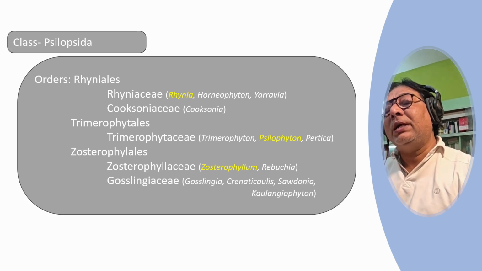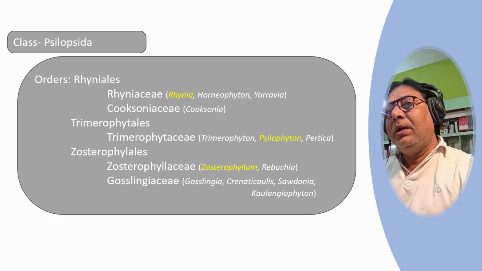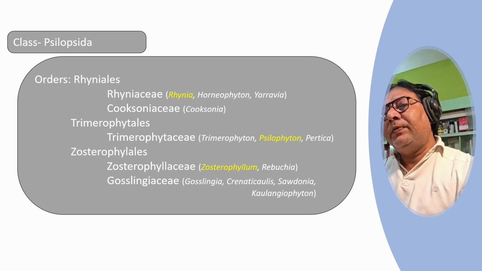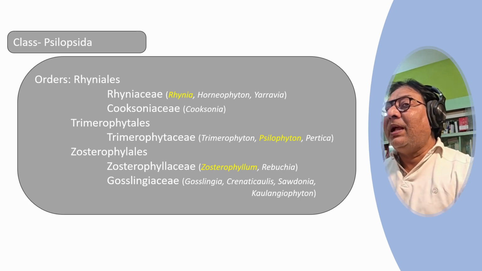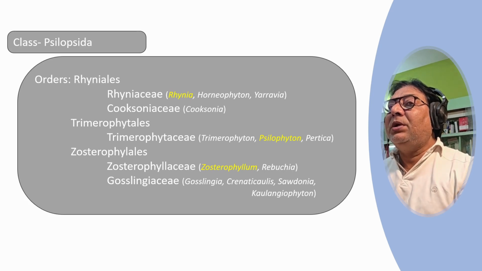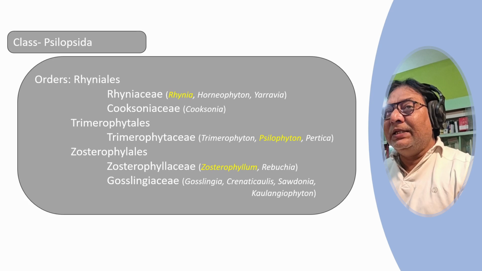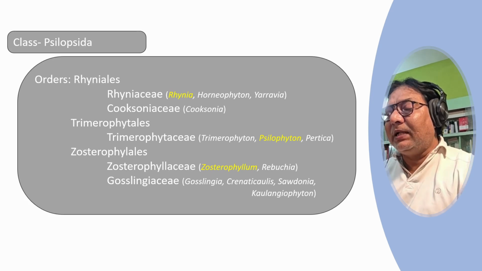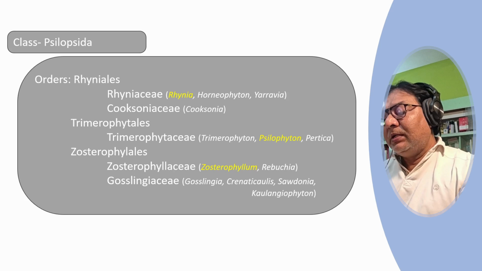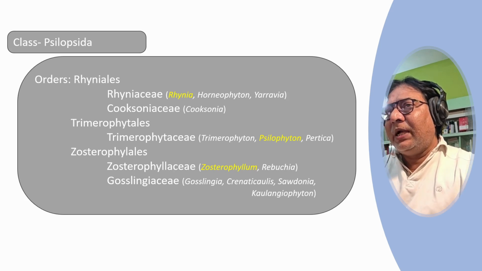Sometimes questions are asked like this: describe the morphoanatomical features of the sporophyte of a rootless, leafless plant belonging to the order Rhyniales or Rhyniaceae, or included in your syllabus. It may be like that. So in that case, you have to understand which plant they are talking about.